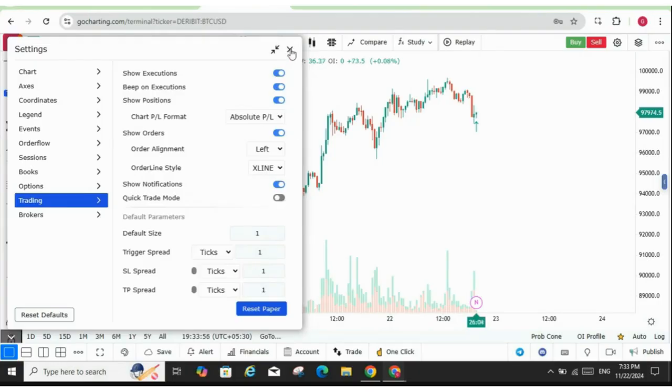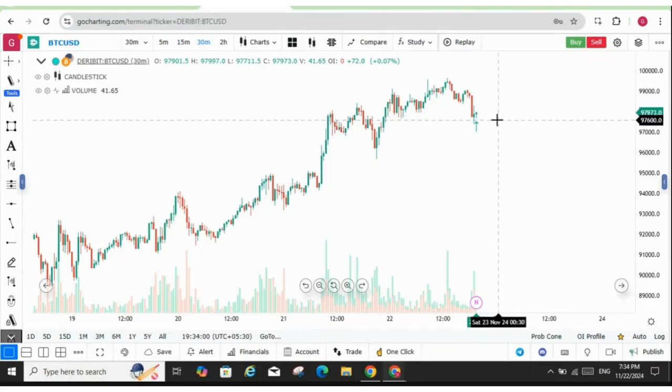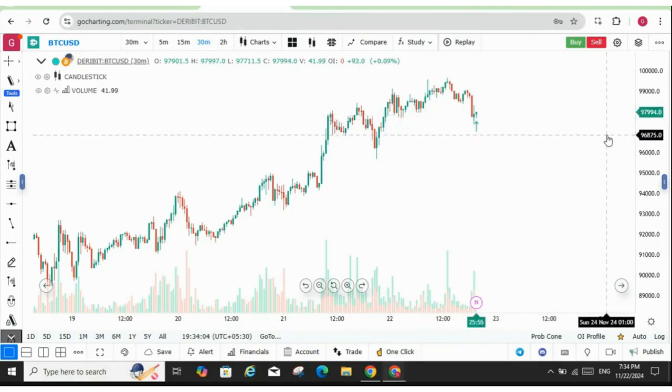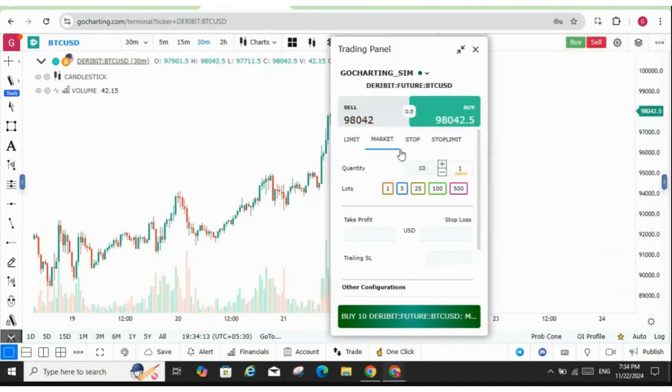Okay, so let me close it. I'll open it again. So for example, I want to buy here quickly. So if I simply right click, I'm getting the buy limit, sell stop limit options. Okay, so I'll simply click on buy market. Now what is happening? See, this window is coming. So this is not the quick trade mode.